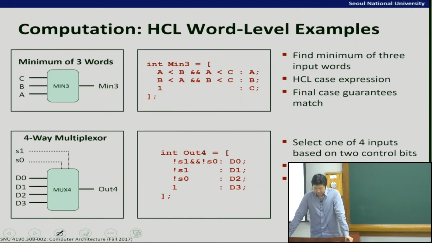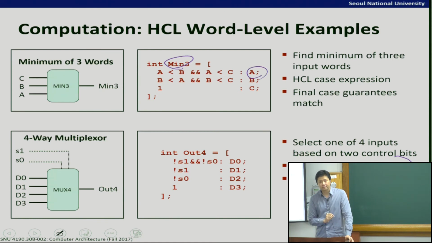And HCL for word level, a few more word-level examples. The first one is minimum of 3 words. It takes 3 words, A, B, and C as input, and it selects the minimum of the 3 as output. It's another combinational logic, right? So if you want to describe that, the output min3 is defined as follows. The first one, if A is less than B and A is less than C, then the output will be A, right? If this one is satisfied.